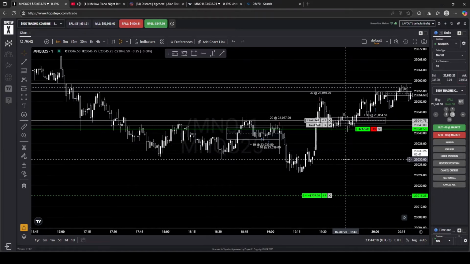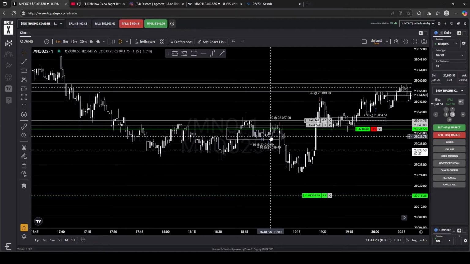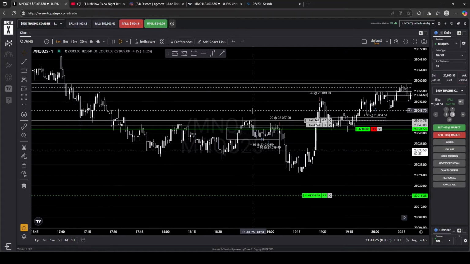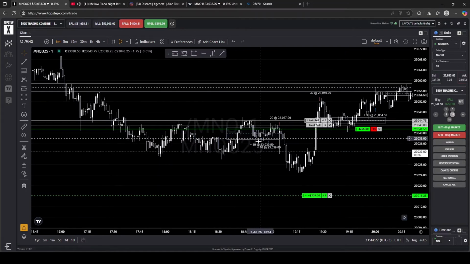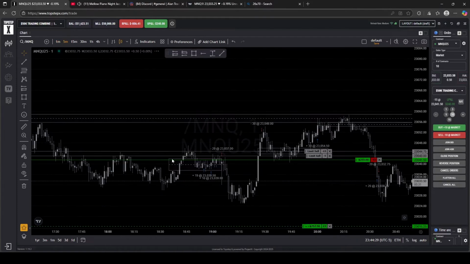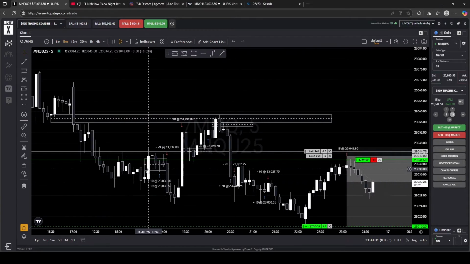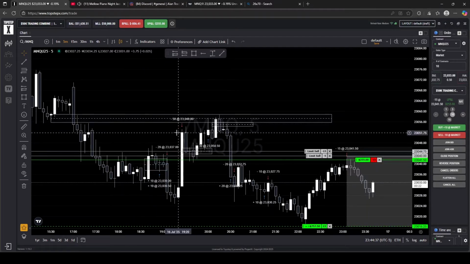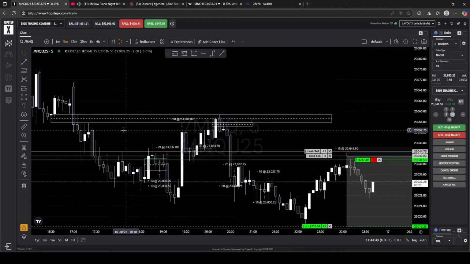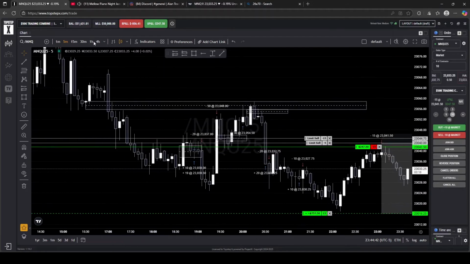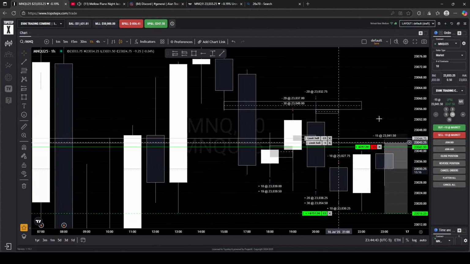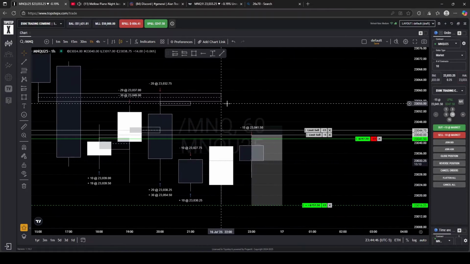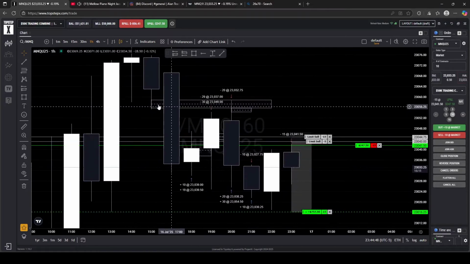So, I entered long after it inversed this 5 minute. Let me go into 5 minutes so you guys can see. You see it created a bullish fair value gap, closed above it, went back down, entered longs. Target was an hourly. There was an hourly fair value gap that I was targeting. Yeah, my bad. This thing is all over the place.